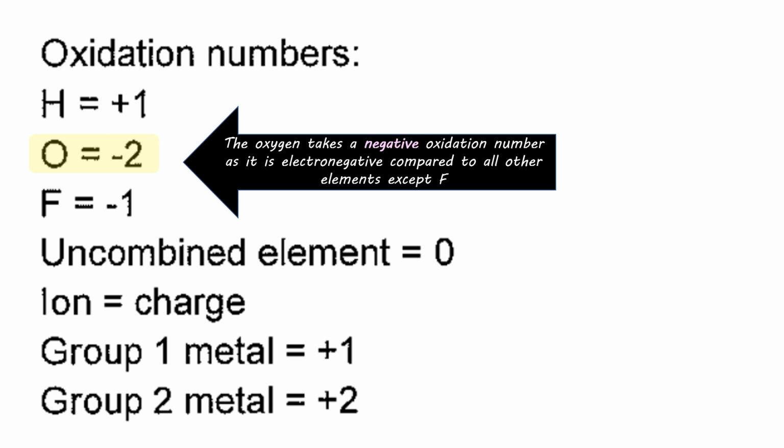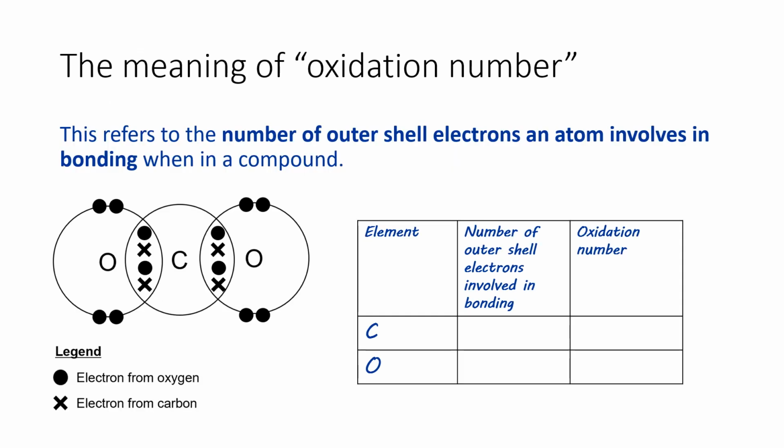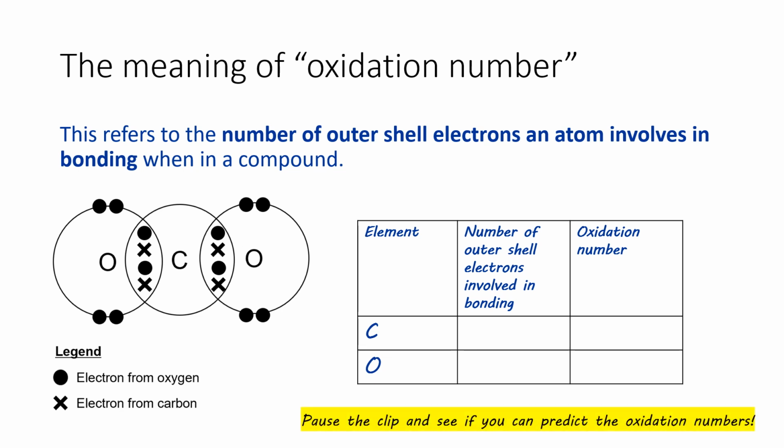I'm not going to go down the route of explaining the oxidation numbers, but we're focusing just on carbon oxides, if that's okay. So, coming back to our meaning of oxidation number, we now have carbon dioxide in dot cross form. Dot cross diagrams are a really good way of working out oxidation number. The two skills are really strongly connected. So what I'd like you to do is pause the clip and see if you can predict the oxidation numbers of carbon and oxygen in carbon dioxide.